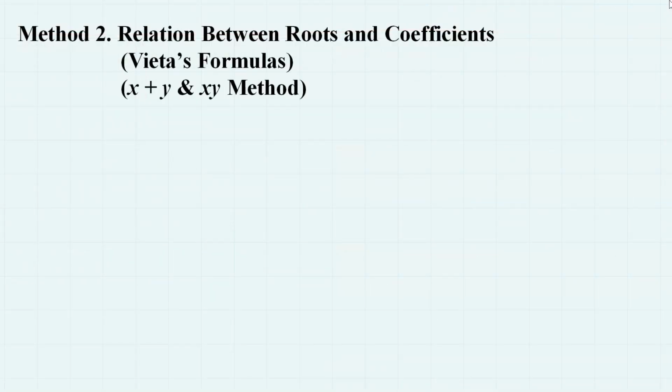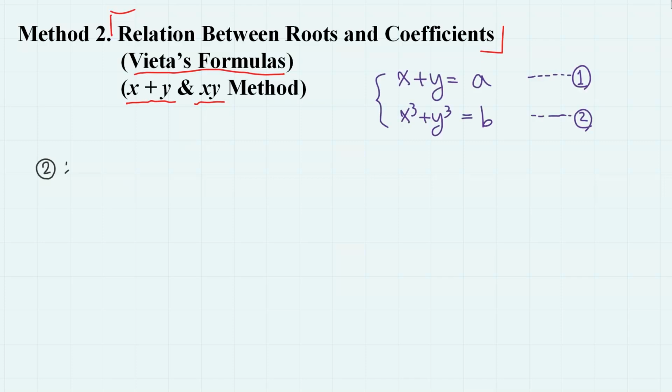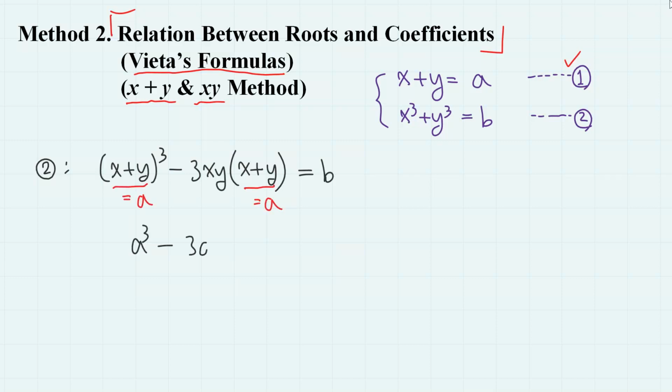The second method utilizes the relation between roots and coefficients of the quadratic equation, also known as Vieta's formulas, which is essentially obtaining the values of x plus y and xy first. Here, the left side of equation 2 can be written, by the all-time famous formula, as (x plus y) cubed minus 3xy times (x plus y). So this equals b. And using the first equation, we have a cubed minus 3axy equals b. So 3axy equals a cubed minus b.